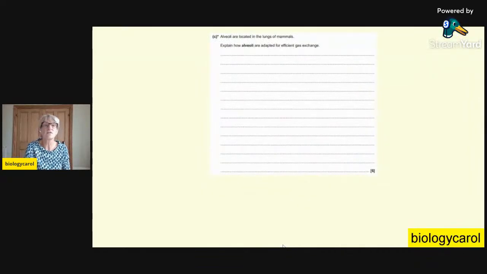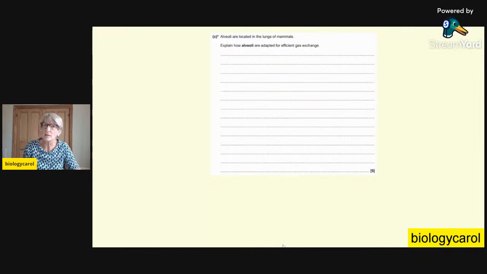Alveoli are located in the lungs of mammals. Explain how alveoli are adapted for efficient gas exchange. Really important here to read the question carefully. We are not answering the question, explain how lungs are adapted for gas exchange. We're explaining how alveoli are adapted. We're looking right down at those individual air sacs at the end of the whole structure of the lungs. And we have to explain.